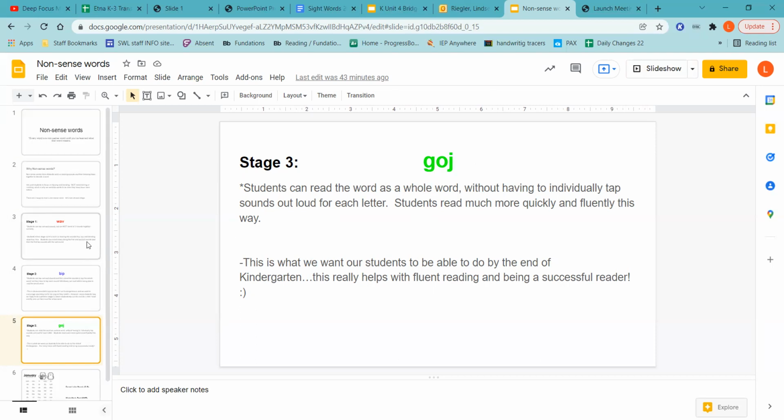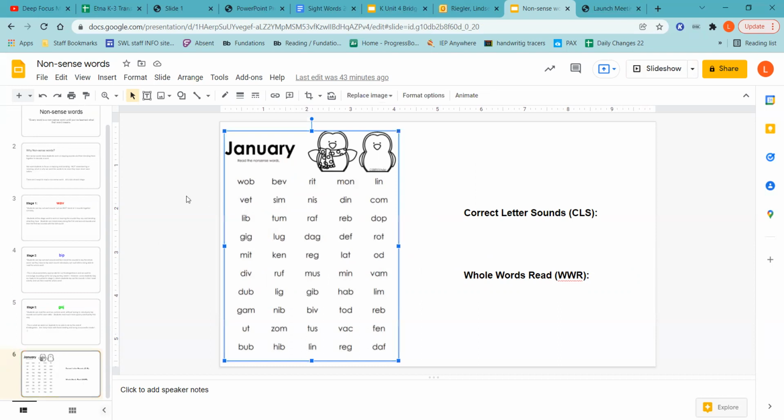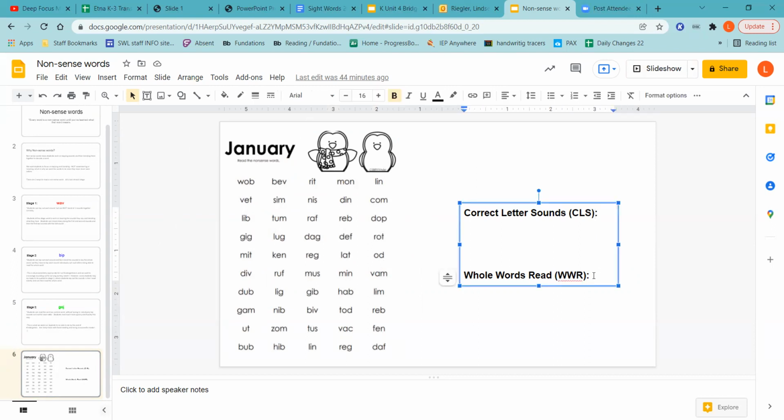This is what students are going to practice on Fridays, nonsense words. Let's look at an example of what you'll see on Fridays. Everyone will have a sheet for January that's filled with lots of nonsense words. Your student will have 1 minute to read as many words as they can. You will score what they read in one of two ways: correct letter sounds or whole words read.